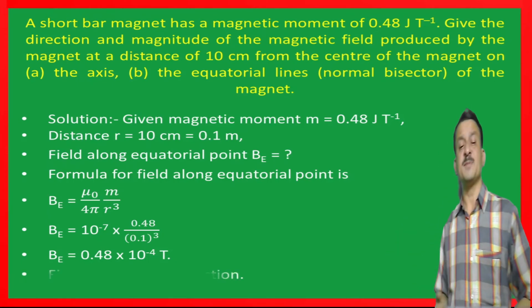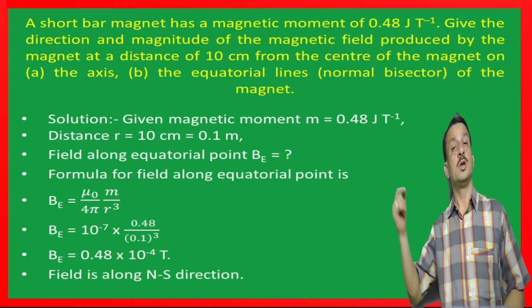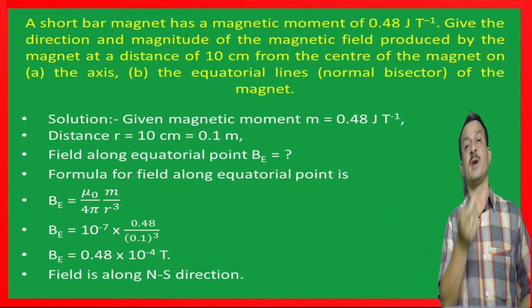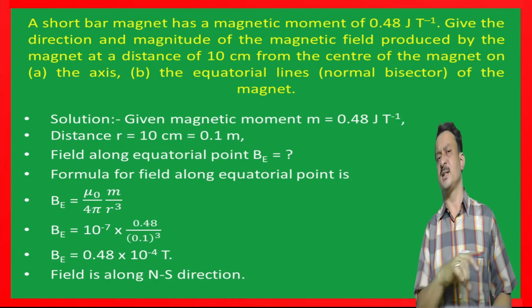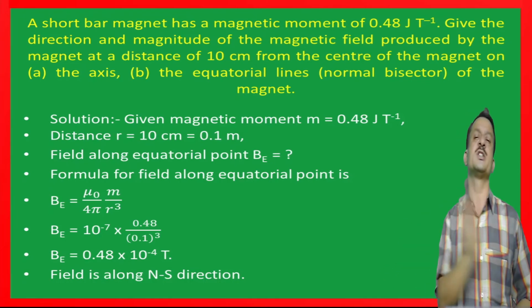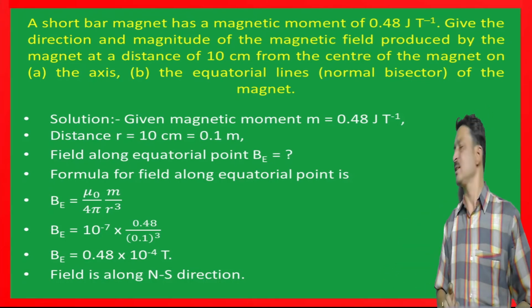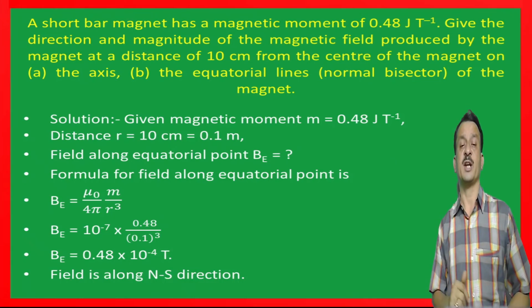Now what is the direction of this magnetic field? Now this magnetic field is from north to the south. Along the axial point, it is south towards the north inside the bar magnet. Here the direction is from north towards the south in this case. That's why we are getting a negative sign in the formula for the field direction. Next problem.